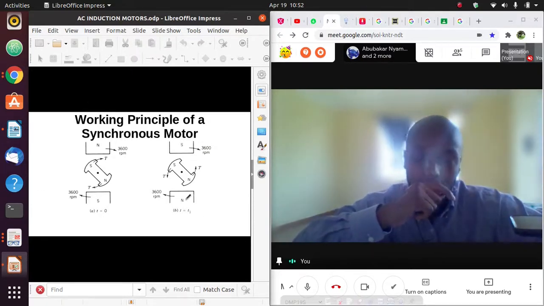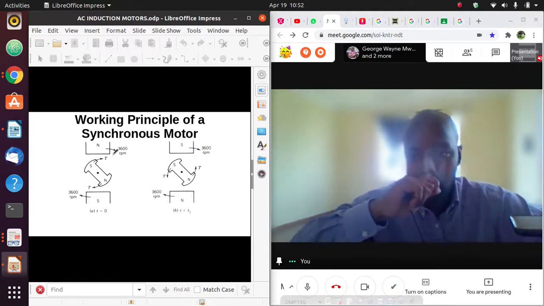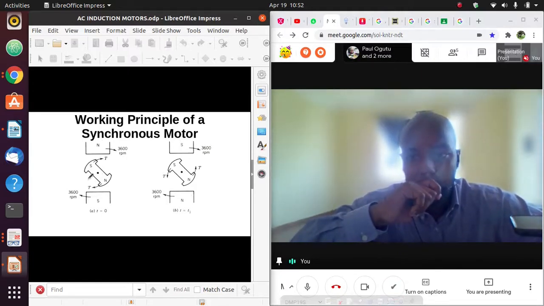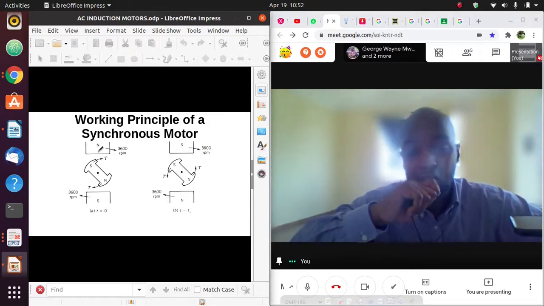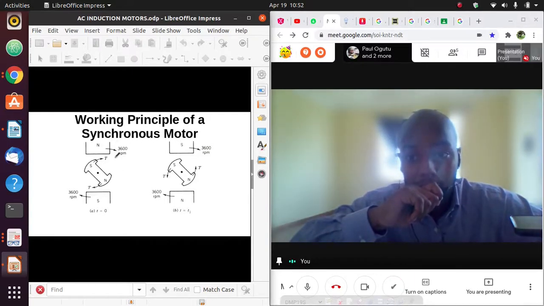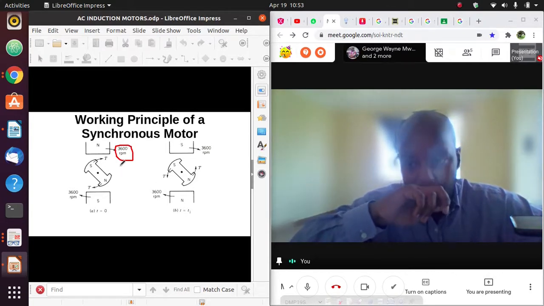But in a synchronous motor, once you connect the AC supply to the stator, it will generate a rotating magnetic field which will be rotating at synchronous speed. The rotating magnetic field generated by the stator will be rotating at synchronous speed, and in this example synchronous speed is 3600 revolutions per minute.